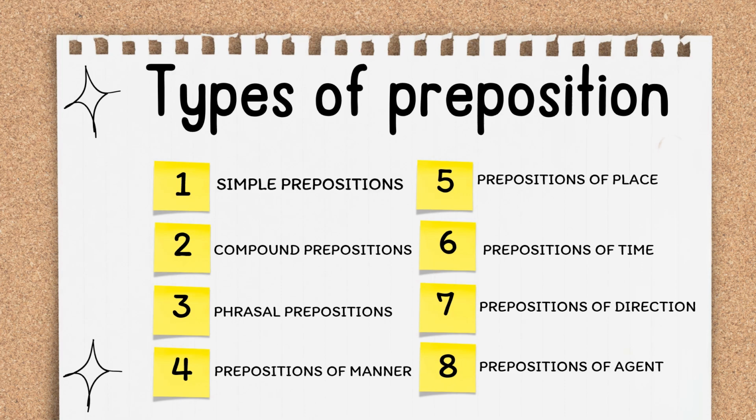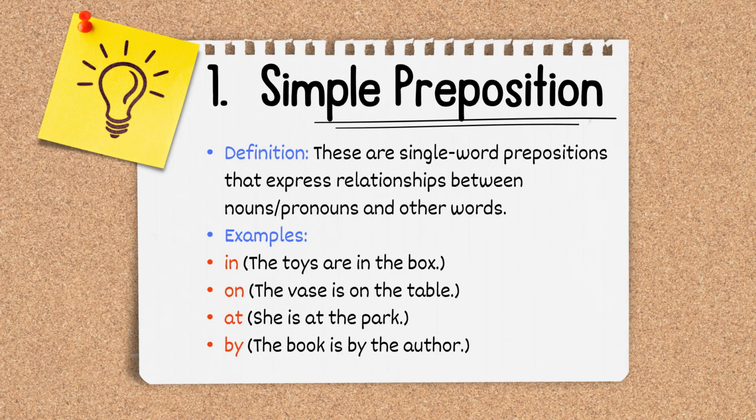So let's start with the first example: the toys are in the box. When I say the toys are in the box, here "in" is the preposition which is telling you about the toys which are inside the box, right? Inside the box. So this "in" is telling you that the toys are inside the box. That means it is telling you where the toys are.